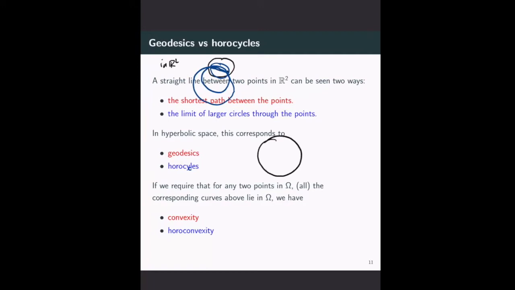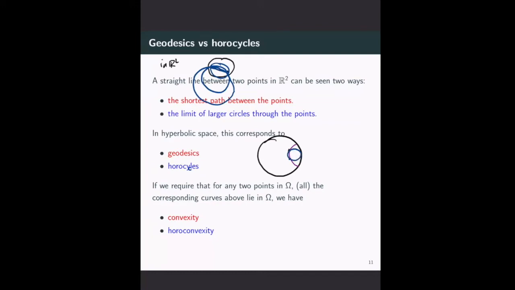So suppose you have 2 points. The geodesic would be this guy. Okay. And the horocycle, so I will draw it, erase it, draw. This is a circle. Then I take a larger circle. And then I take the circle of radius, quote unquote, infinity. And it's the circle that's going to be tangent to this.